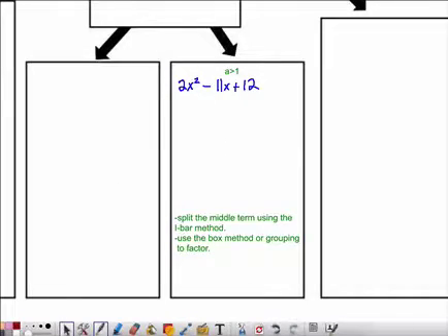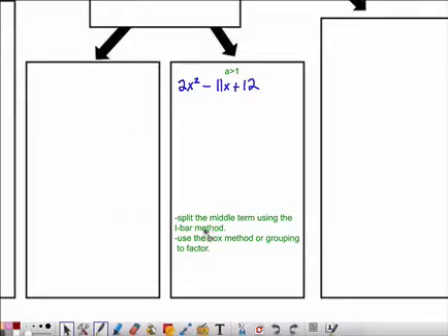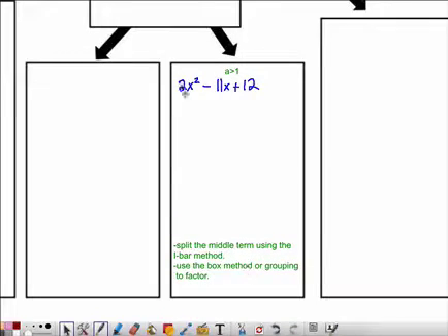Okay, so compared to our last one, where we just used the I-bar method and then got right into our 2 binomials, here we're going to use the I-bar method to split the middle term. After we do that, we can either use the box method or grouping to factor this completely. I'm going to show you the box method here, and then we'll see grouping when we get to this last one here.